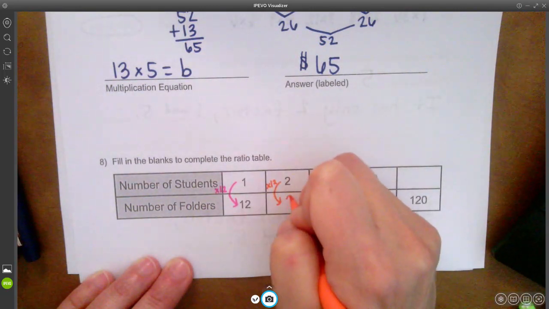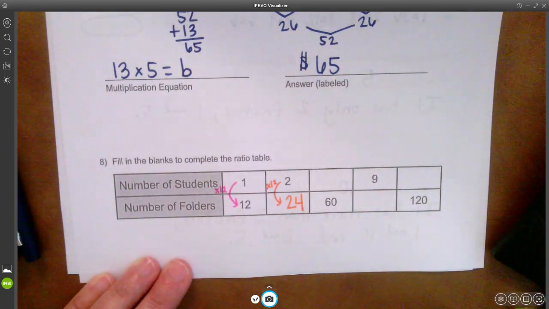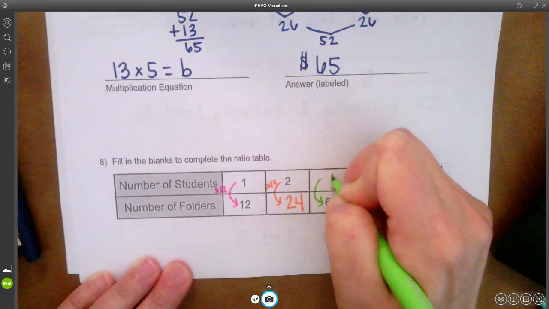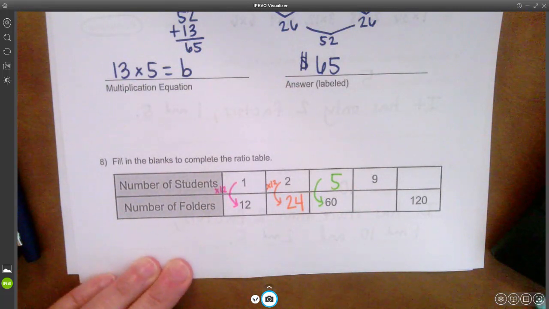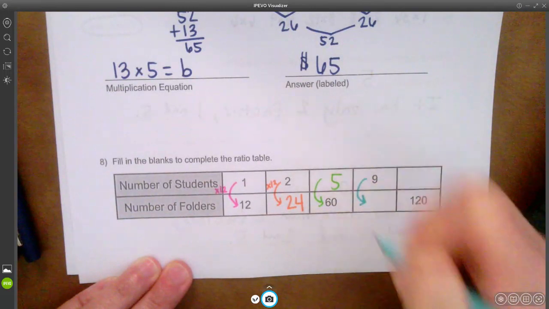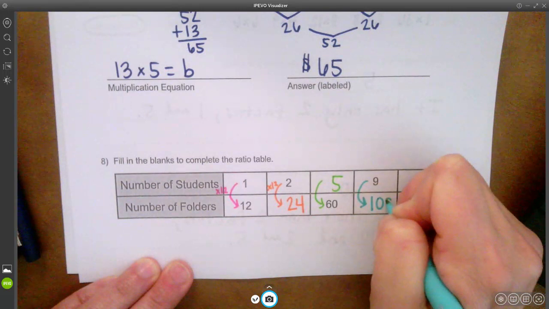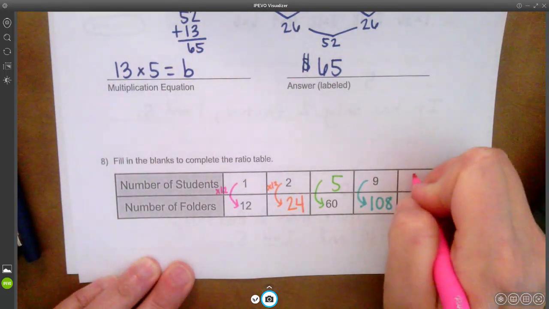2 times 12 is 24. Okay. And then you could think, what times 12 is 60? And it doesn't always go in order. So notice they skipped a couple. 5 times 12 is 60. Okay. And when you're here in class, you'll have those monsters to look at, those multiplication monsters. Okay. Next one, 9 times 12 is 108. And then finally, what times 12 is 120? And the answer is 10.